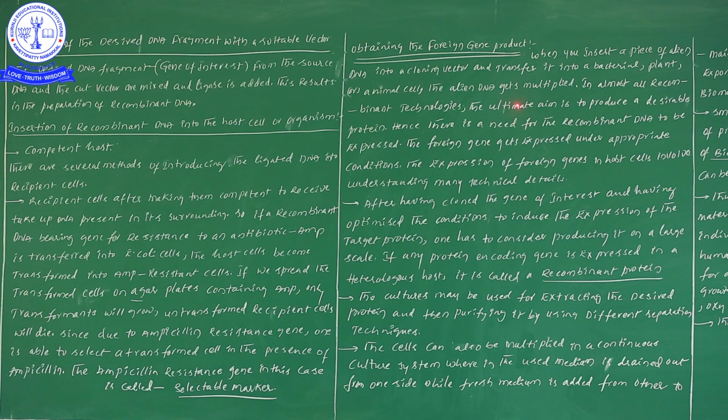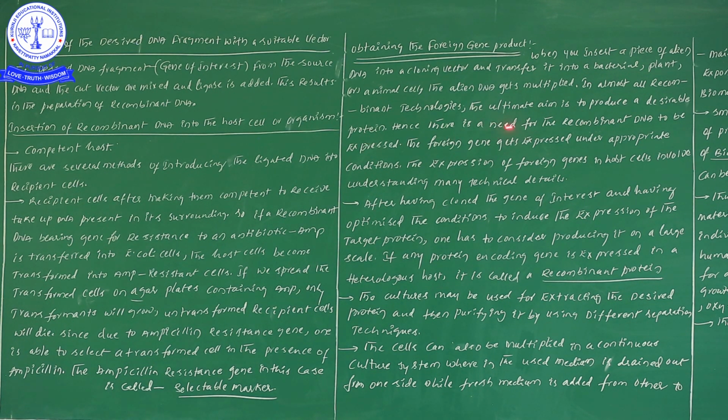Next, the alien DNA gets multiplied. When we incorporate it into the host cells, definitely our foreign gene, our alien gene, gets multiplied. Next, in almost all recombinant technologies, the ultimate aim is to produce the desirable protein. Did you understand? Ultimate means the very last one. What is that ultimate aim? To produce the desirable protein. So definitely we have to produce the desirable protein.